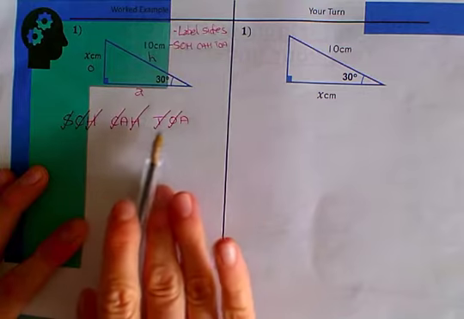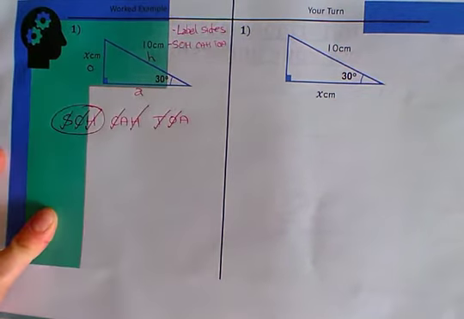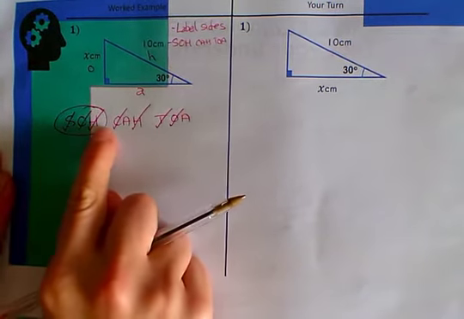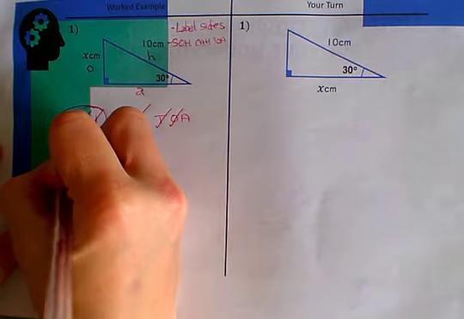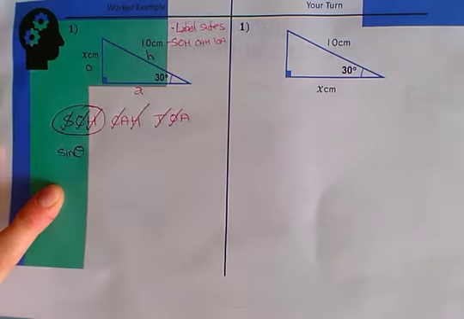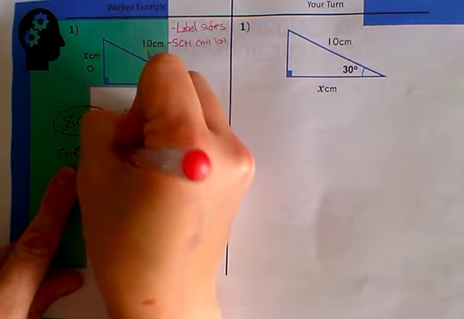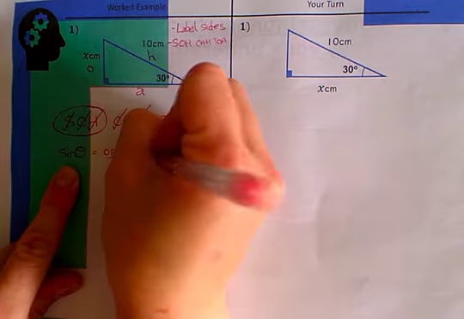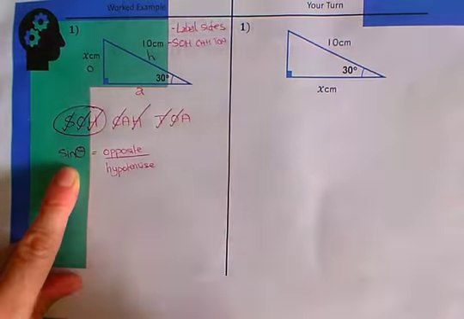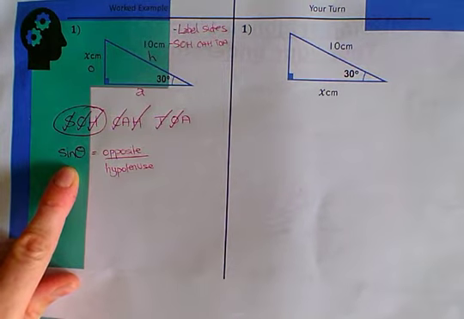So the only ratio where I've got all three things ticked off is this one here, so I'm going to need to use sine. Now, SOH is written like that because that means sine of the angle, which I'll write as theta, is equal to the opposite divided by the hypotenuse.